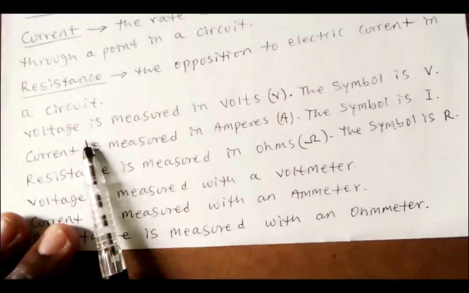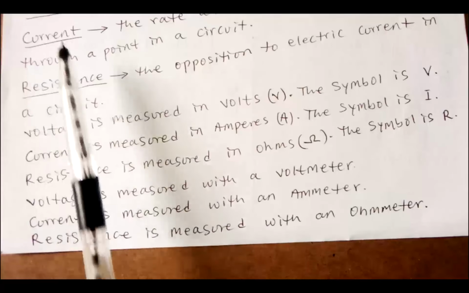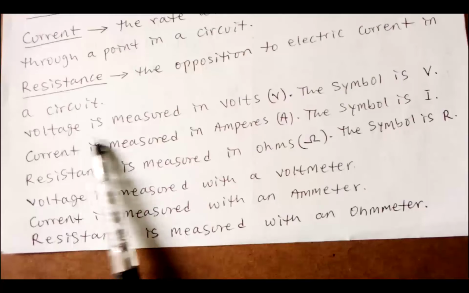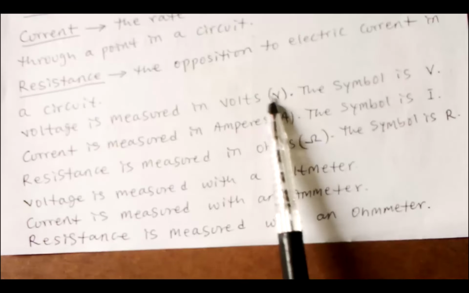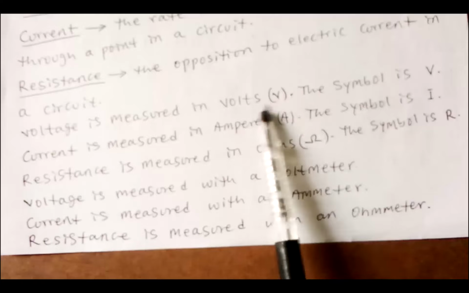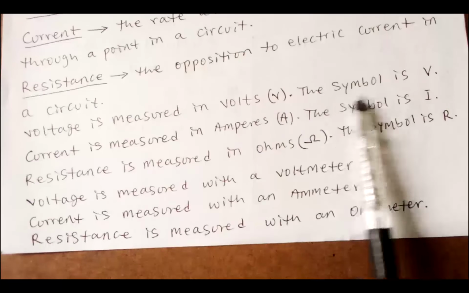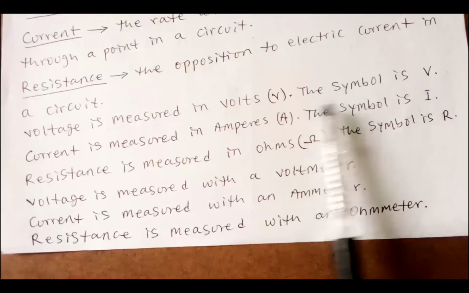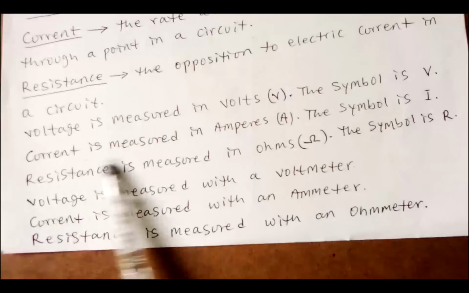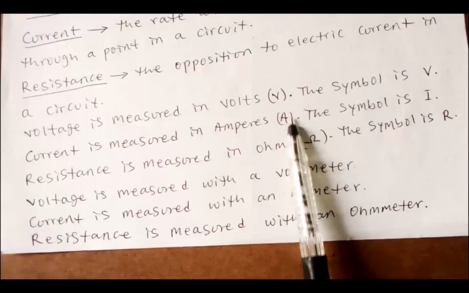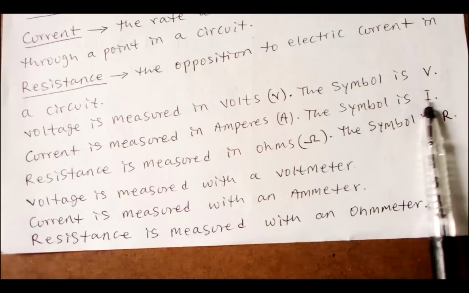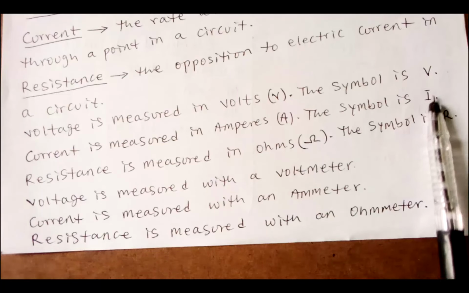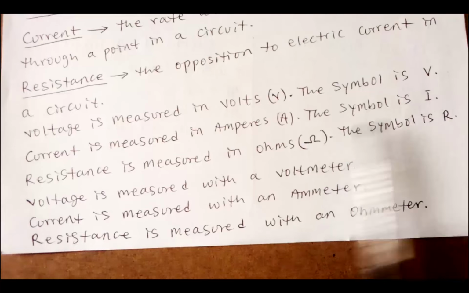Now let's look at the units of voltage, current, and resistance. Voltage is measured in volts. The symbol is V, so we use this V for voltage. Current is measured in amperes. You see the letter A. The symbol is I. So in a circuit, when you see V, you know that it's voltage. When you see I, you know that it's current. You understand? So these are the units.